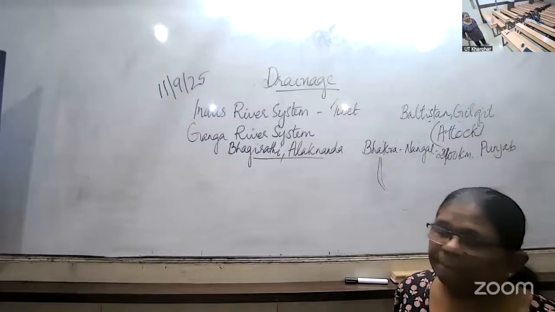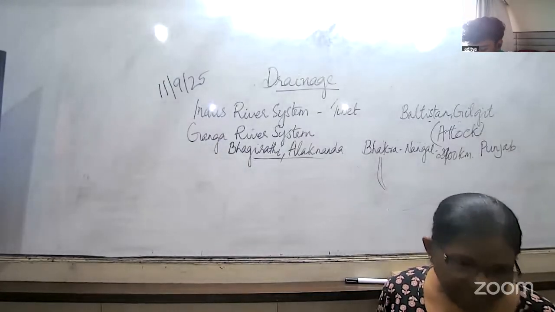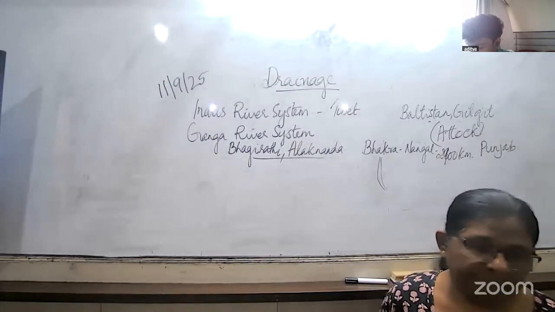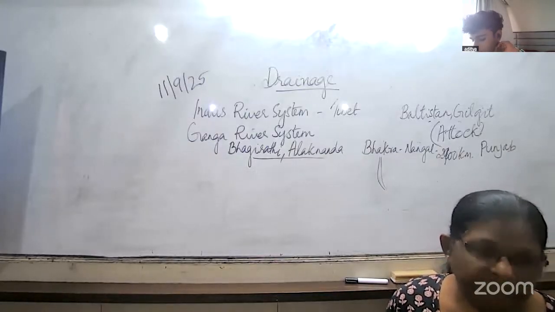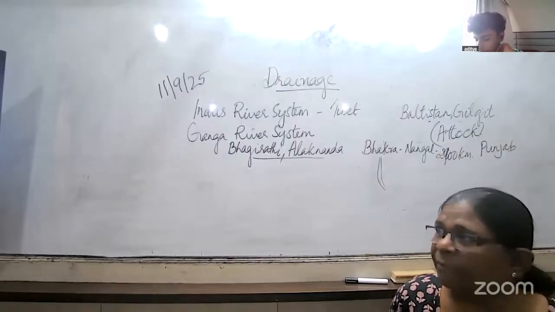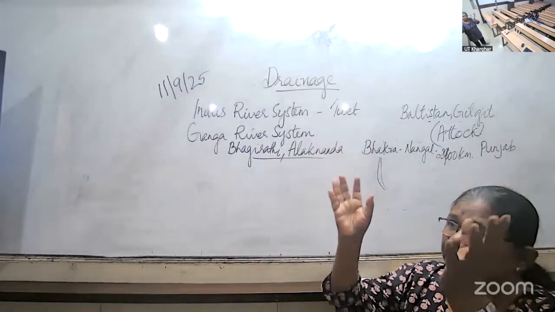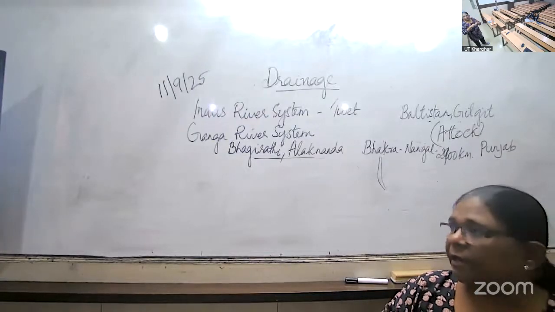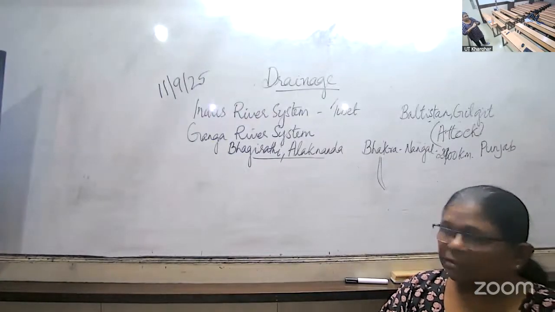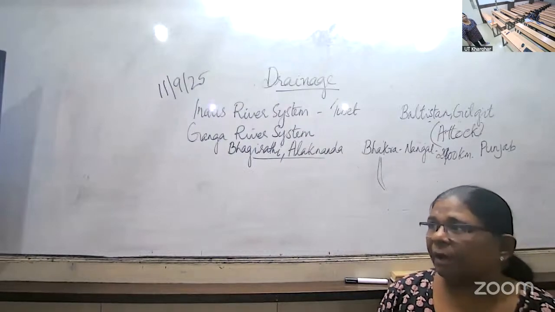The Ganga is joined by many tributaries from the Himalayas, a few of them being major rivers such as the Yamuna, the Ghagra, the Gandak, and the Kosi. Which are the tributaries joining from the north? Gandak, Kosi, and Ghagra. These are the three tributaries from the north.